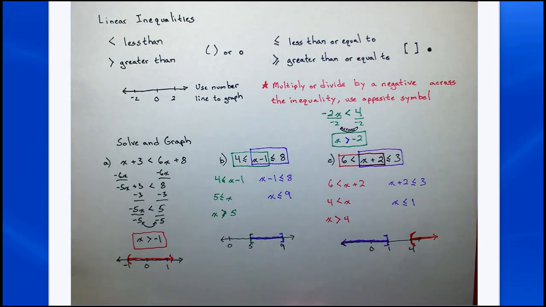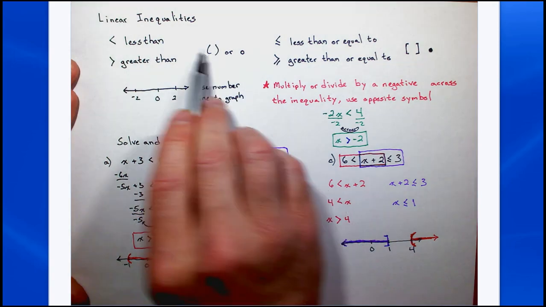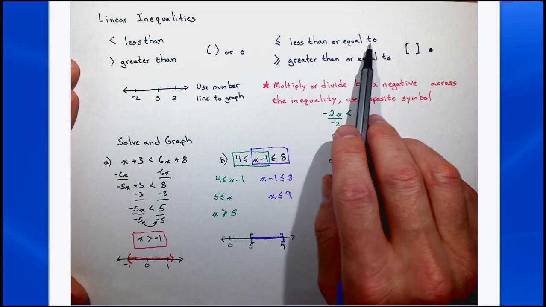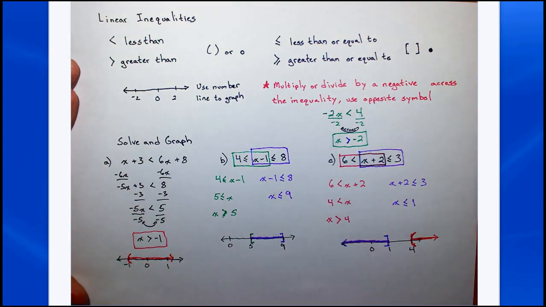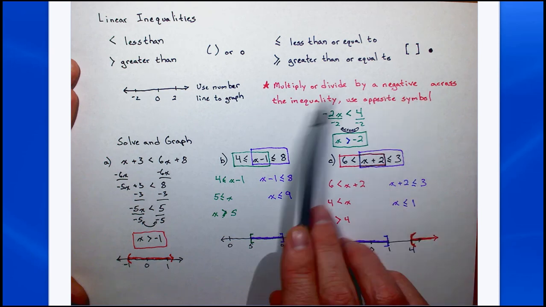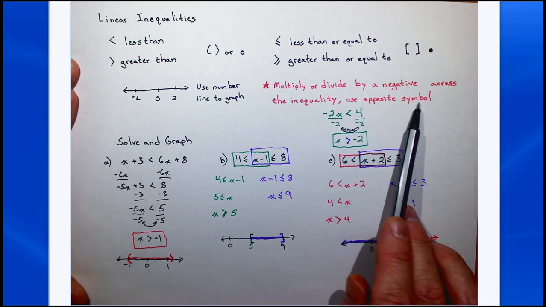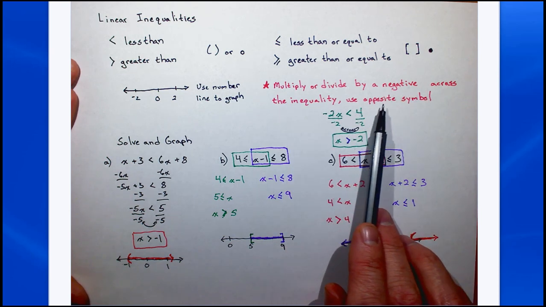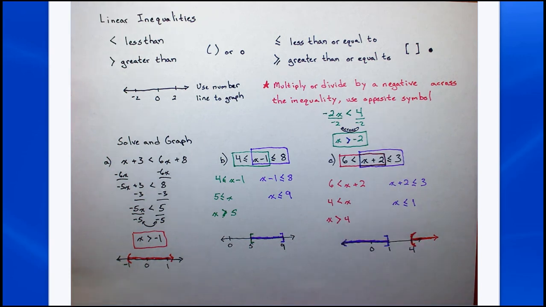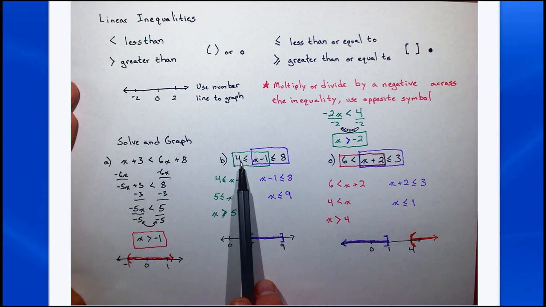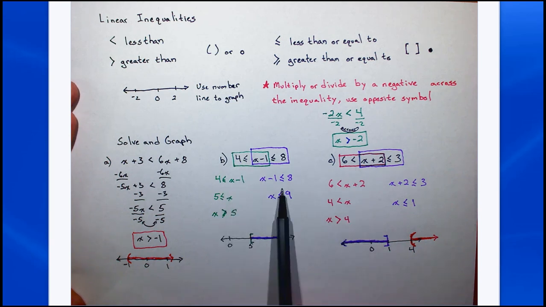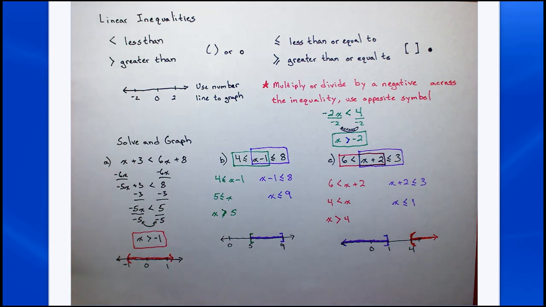So takeaways from this: remember, parentheses go with less than, greater than. Square brackets go with less than or equal to or greater than or equal to. Whenever you have to multiply or divide by a negative number across the inequality, it will cause you to use the opposite inequality symbol. And again, for problems of this form, you break it into two parts.